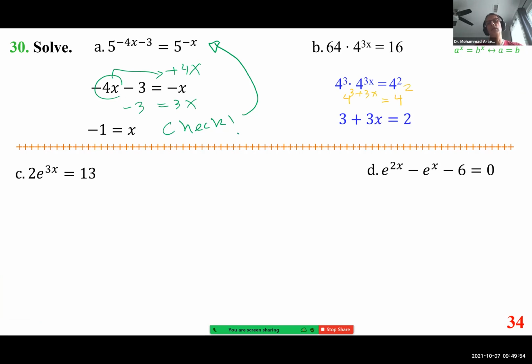Therefore, 3 plus 3x is 2. I can subtract the 3 from both sides. 3x becomes negative 1. And division by 3 results in x being negative 1/3.